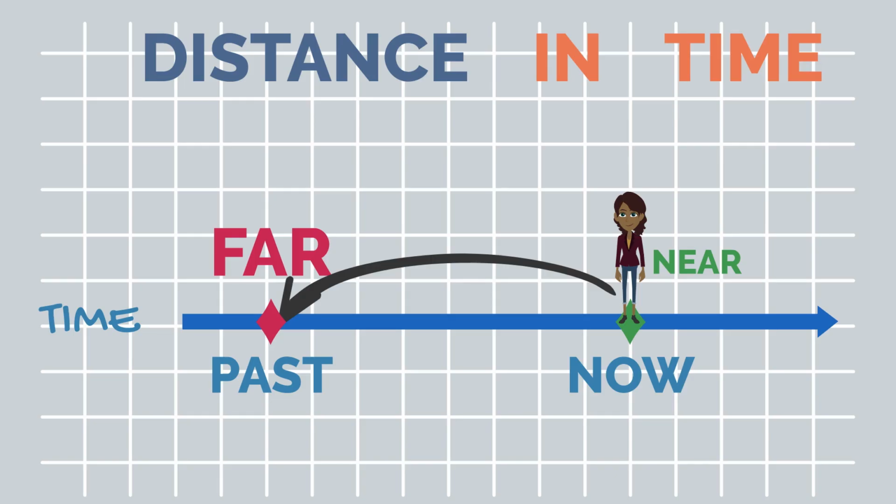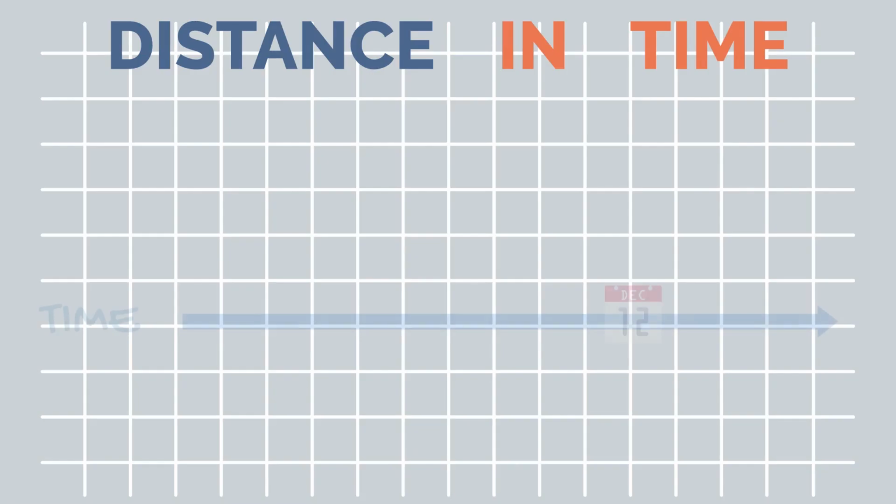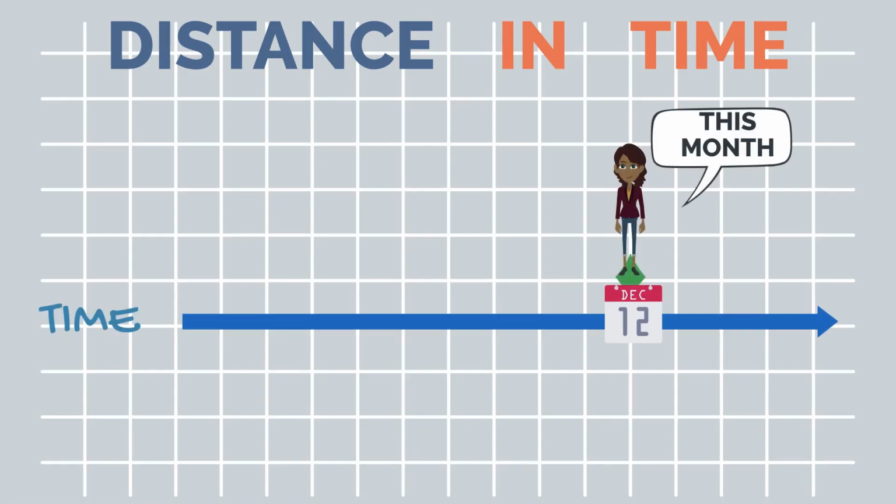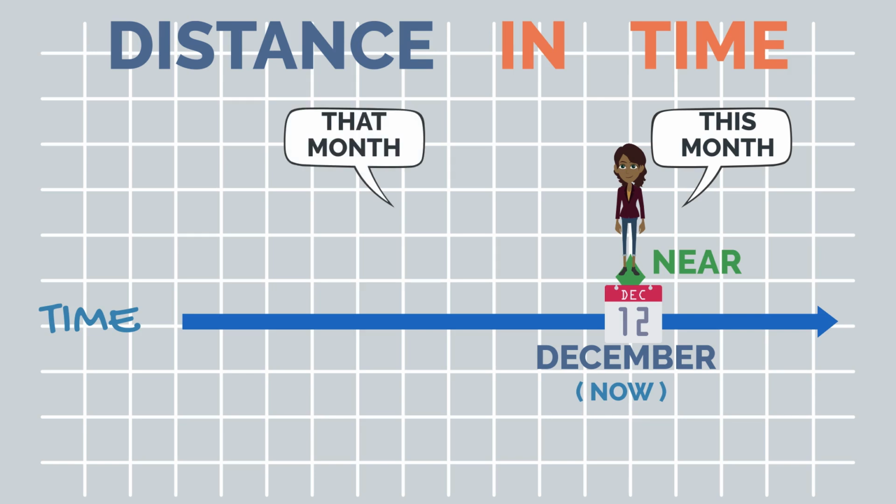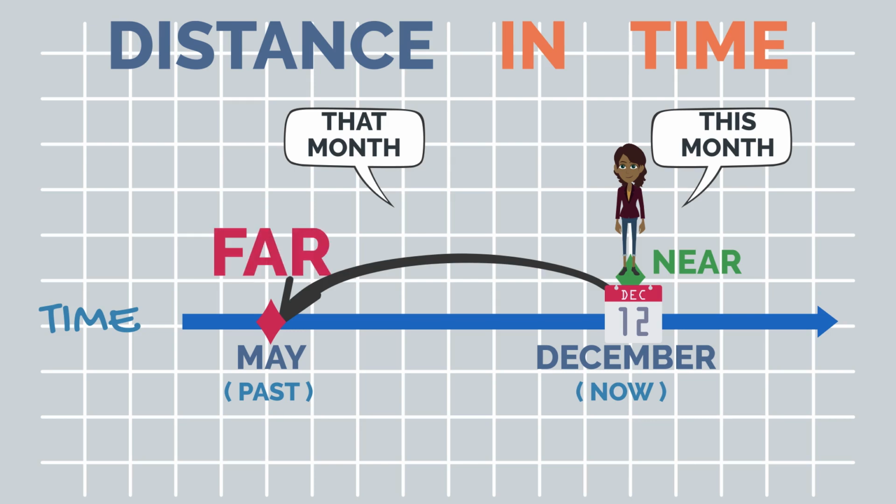We can also use this and that to show distance in time. This month. It is December now. December is near in time, so we use this. That month. It was May. May is far away in time, so we use that.